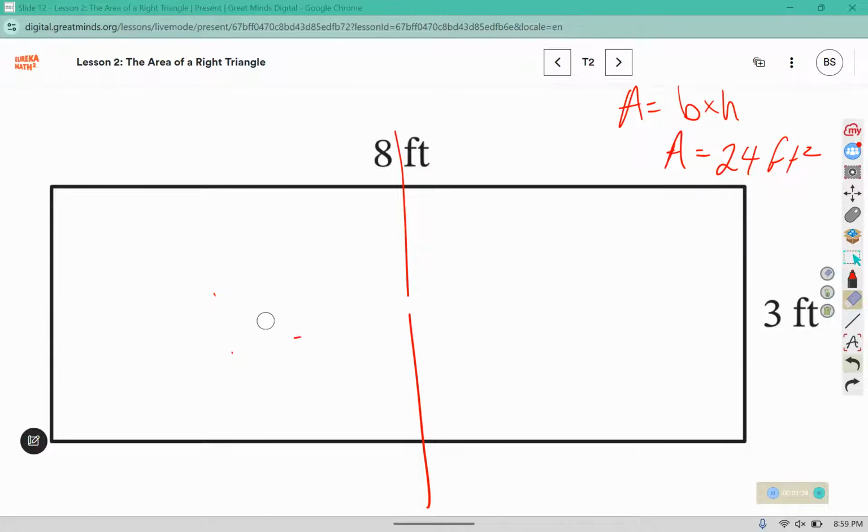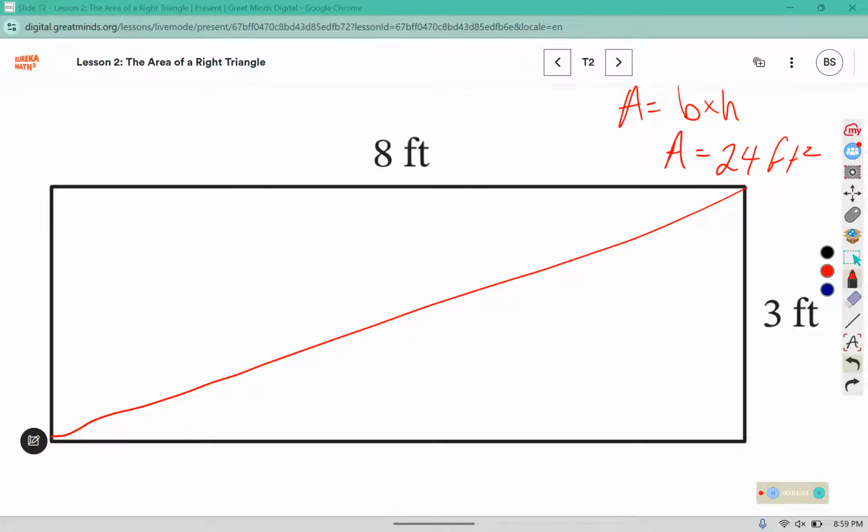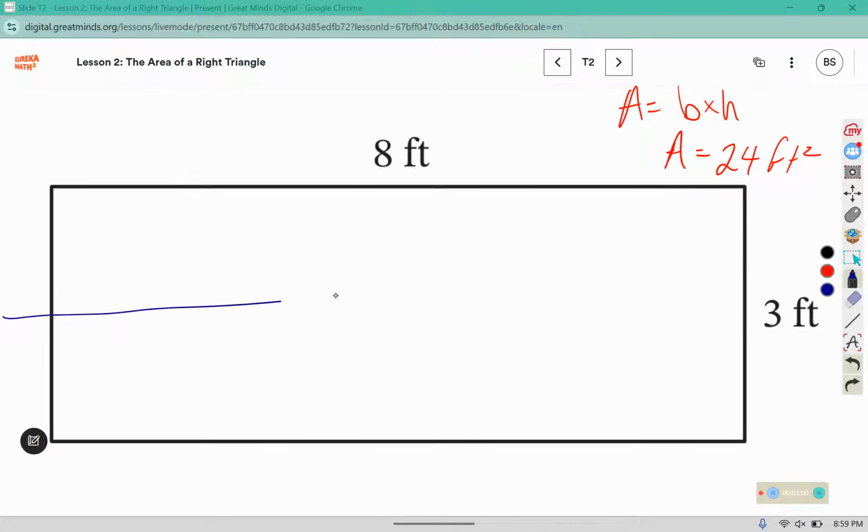What if instead of cutting it in half that way, we cut it in half diagonally? If it's cut in half, does it matter which way we cut it? No, each one would still have to be 12. Even if we cut it diagonally or in half horizontally, each piece would have to be 12, so that our total area comes out to 24.